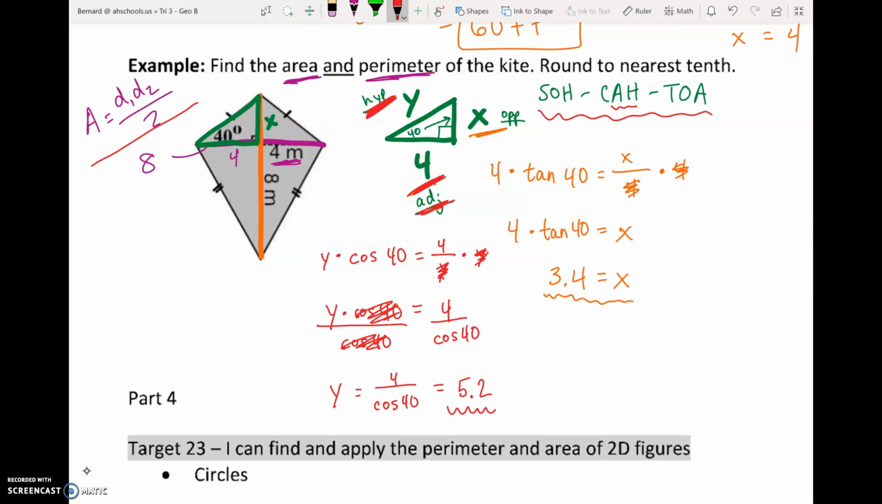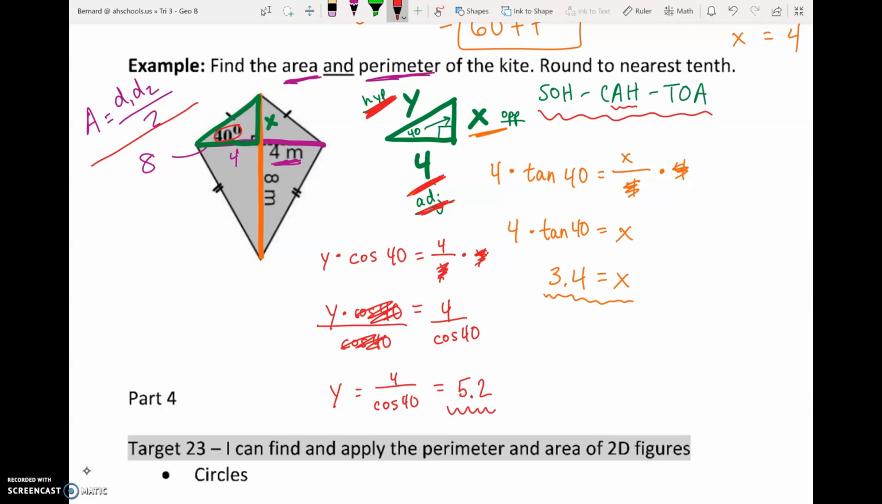Really, you have to decide what you can use and what you can't. Every time you see a degree measure, an angle measure within the triangle that's not the 90-degree angle, sine, cosine, tangent is a great skill to use for that problem. If you don't see an angle measure in there, then maybe we can do the Pythagorean theorem.